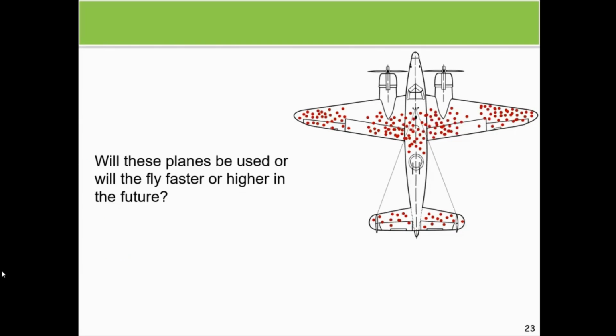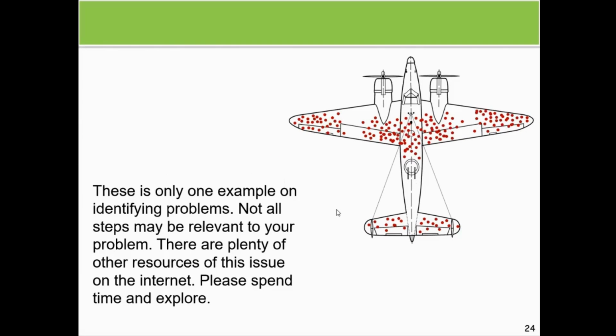Again, these are the kinds of questions that you can ask. This is only one example of problem identification. We went through the 6 steps, but that doesn't mean you have to go through all 6 steps. Maybe for your invention, one of the steps may not be as relevant as the other steps. These rules are not set in stone. These are only guidelines for you when you are identifying the problem.